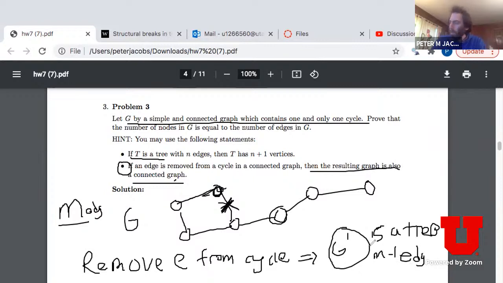And so now we're going to use this fact. It's a tree, and it has m minus 1 edges, and therefore the number of vertices is 1 plus the number of edges. And so this means that G prime has m vertices.